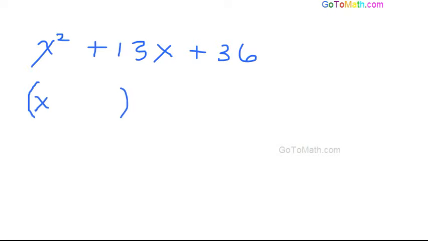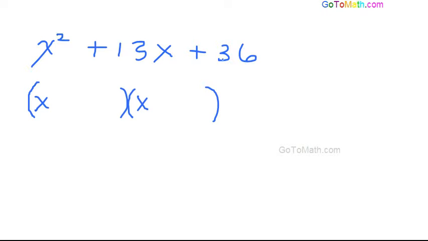X squared plus 13x plus 36. Because this is an x squared, we know that both of these factors are going to start with an x, because x times x is x squared.